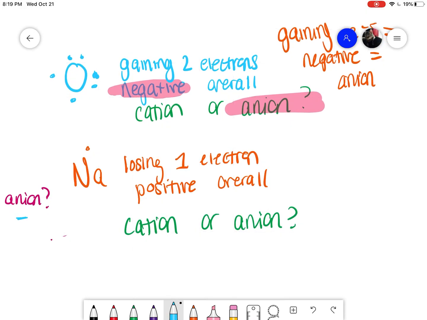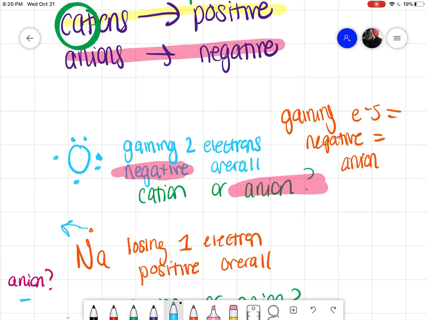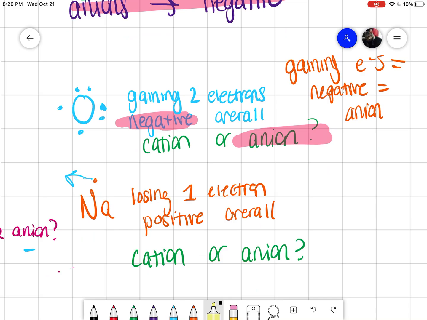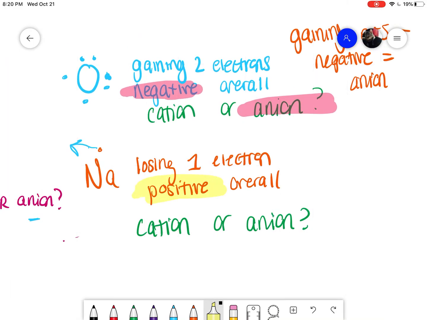Down here, we said that sodium has 1 valence electron, so it's going to lose that 1 to get to 8 valence electrons. Because it's losing electrons and we have more protons, it will have a positive overall charge. If we look up at our two types of ions, cations are positive and anions are negative. Because this one has a positive overall charge, it will become a cation. So losing electrons equals positive overall, which equals a cation.